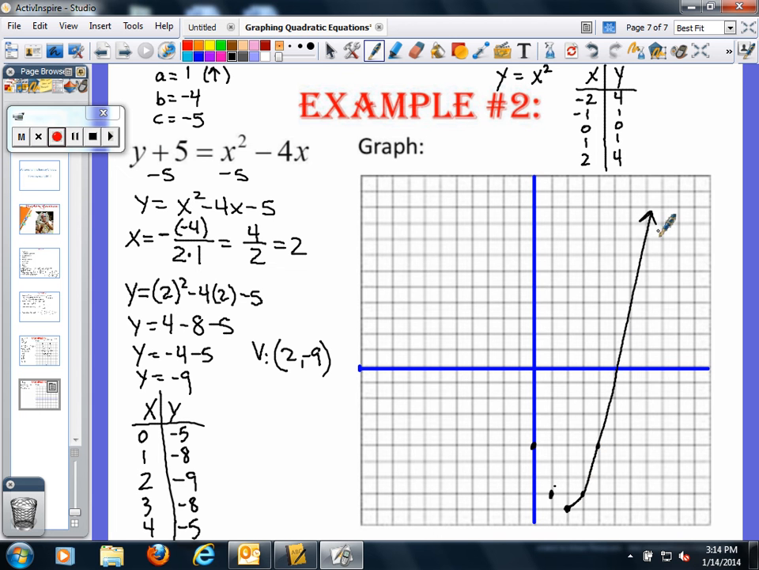Which means this graph is going to look like this. So we had (4, -5). We had (3, -8). You had (2, -9). You had (1, -8). And you had (0, -5). So this is a translation of the first function we did. You notice that the vertex moved 2 places positive for the x and 9 places negative for the y.